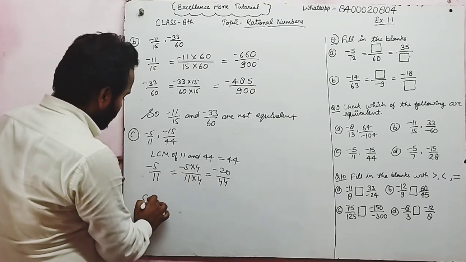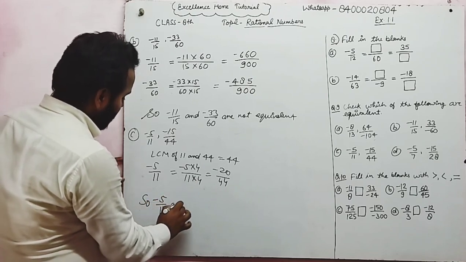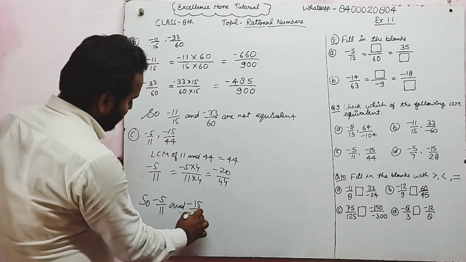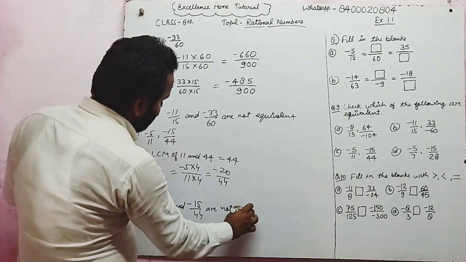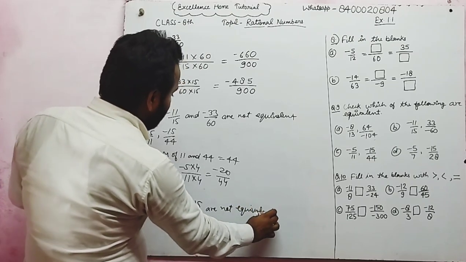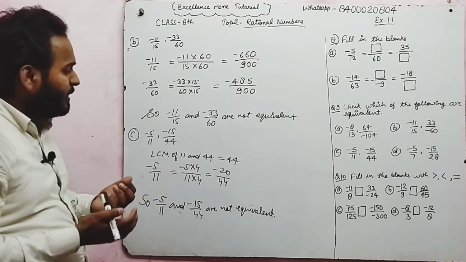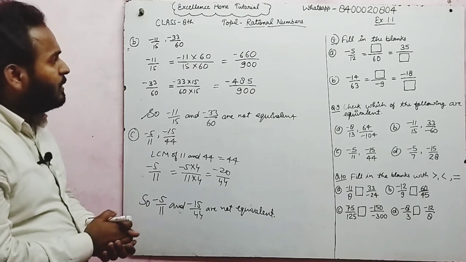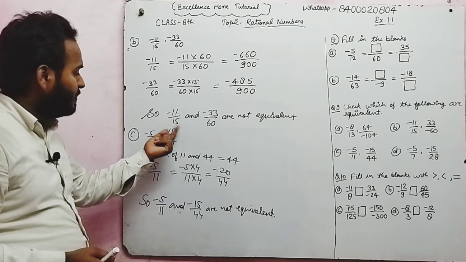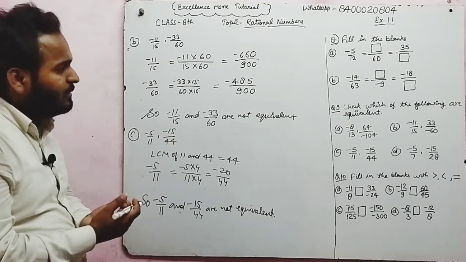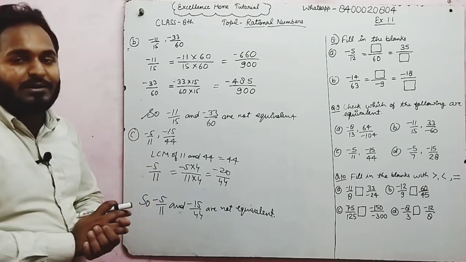So both values are different. So minus 5 by 11 and minus 15 by 44 are not equivalent. Okay, you can take the LCM and make every denominator equal, or you can cancel out. Here 5 and 15 cancel, but 44 is not divisible. So this is the method to check equivalent rational numbers.